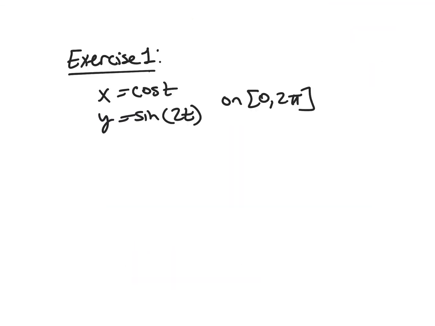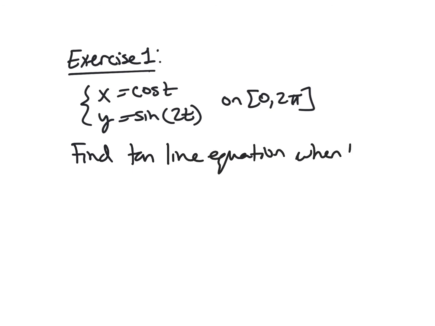So for your exercise here, I want you to consider this parametric equation, right? So x is cosine t, y is sine of 2t. And I only want you to consider t values between 0 and 2π. And so what I want you to do is find the tangent line equation when t is π/4.